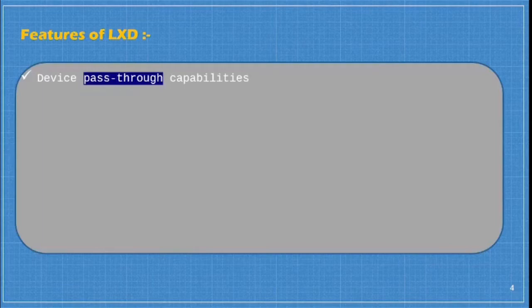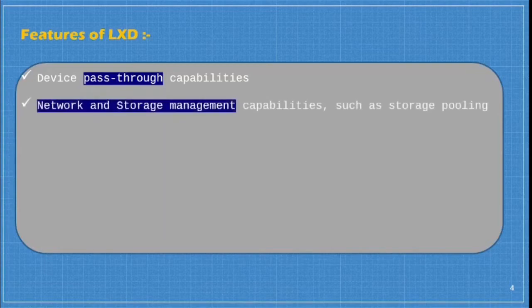Here I have listed some features of LXD. The first feature is you can use device pass-through capabilities, which means you can directly assign hardware to the LXC containers, like a network device or a USB device or anything. It also has network and storage management capabilities such as storage pooling.